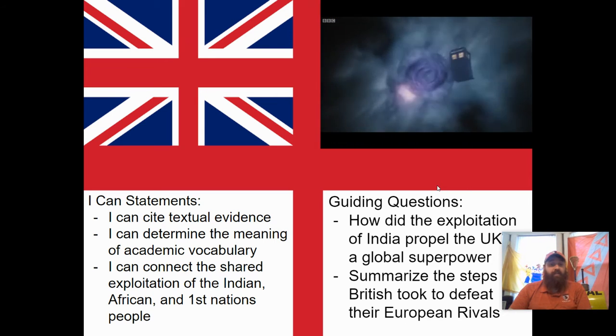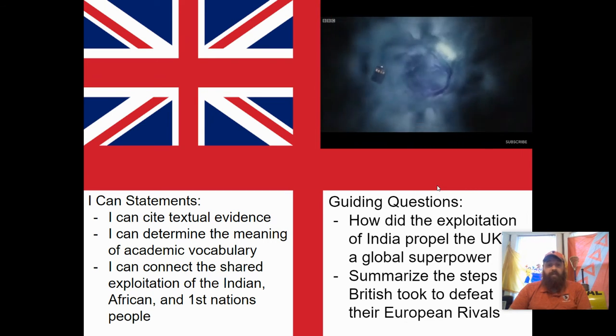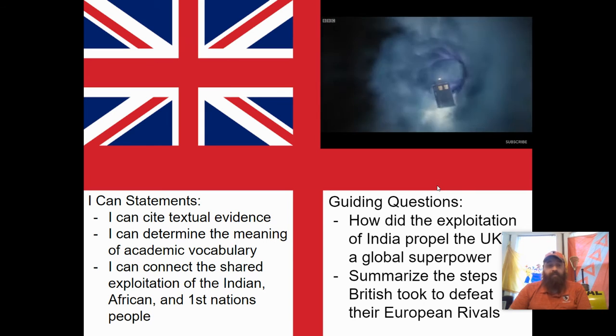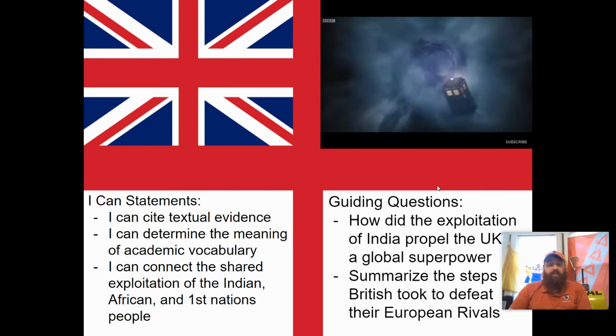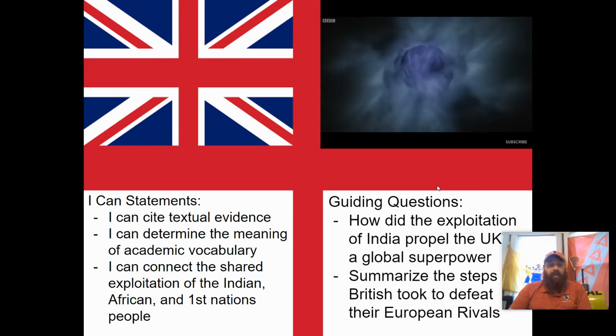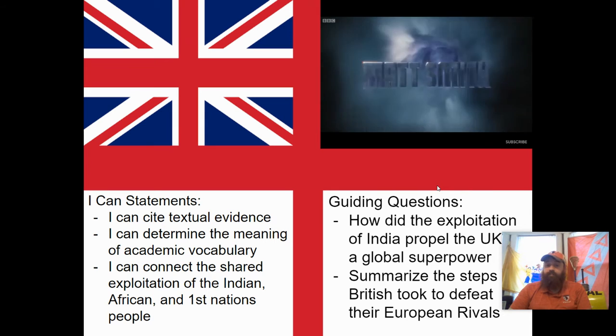I can cite textual evidence. I can determine the meaning of academic vocabulary. I can connect the shared exploitation of Indian, African, and First Nations people.